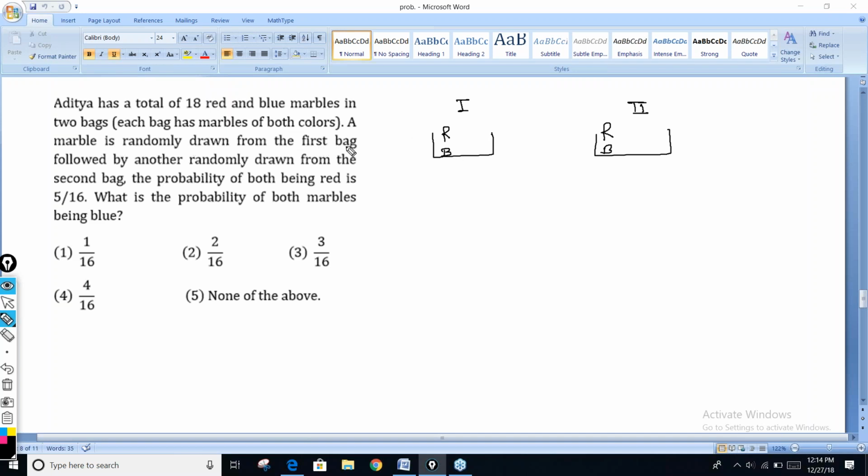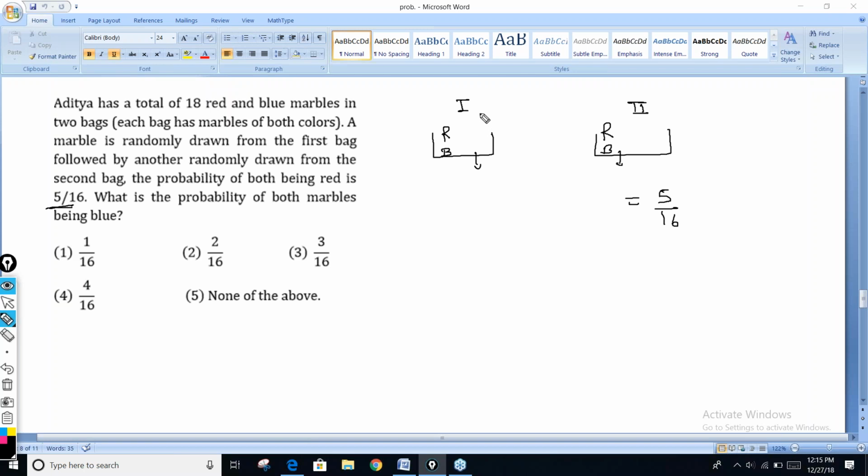A marble is randomly drawn from the first bag, followed by another randomly drawn from the second bag. The probability of both being red is 5 by 16. So the probability of getting a red from here and the probability of getting red from here, the total probability is 5 by 16. That is the question. What is the probability of both the marbles being blue?